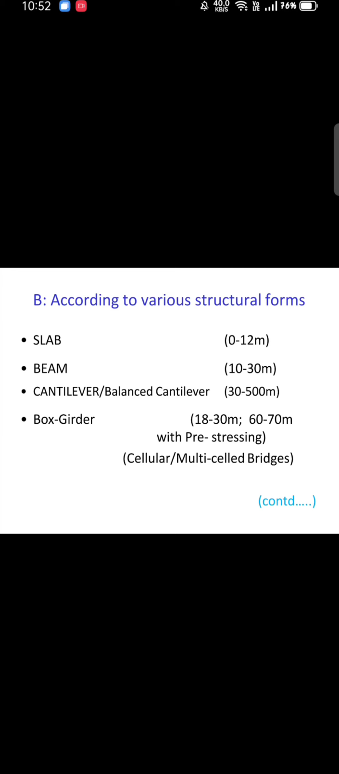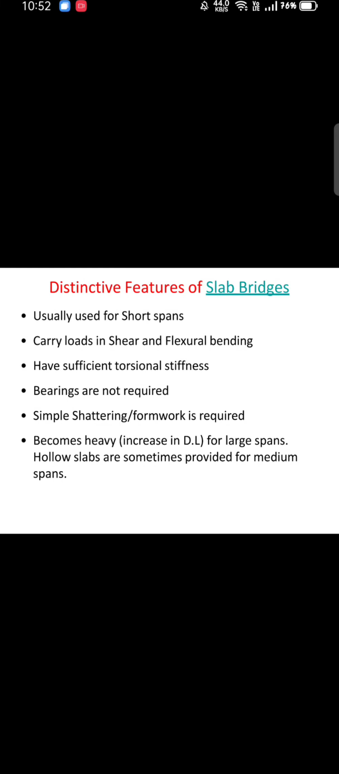Now, coming to the various structural forms. There are slab bridges, beam or girder bridges, cantilever or balanced cantilever bridges, and box girder bridges, which are also known as cellular or multi-celled bridges. There are also truss bridges, arch bridges, cable-stayed and suspension bridges, which span from 35 meters to 2000 meters in total span.